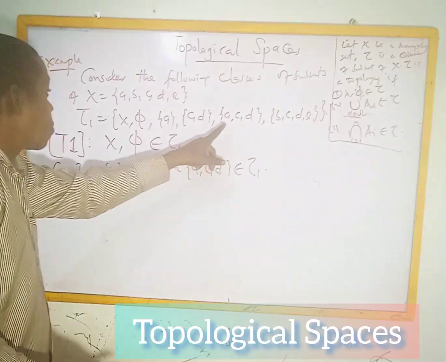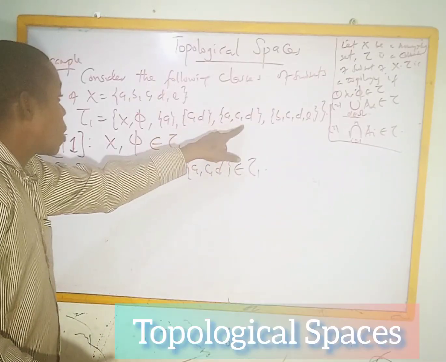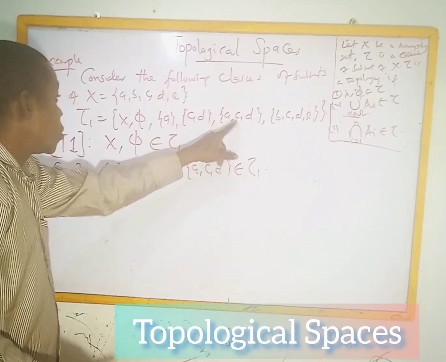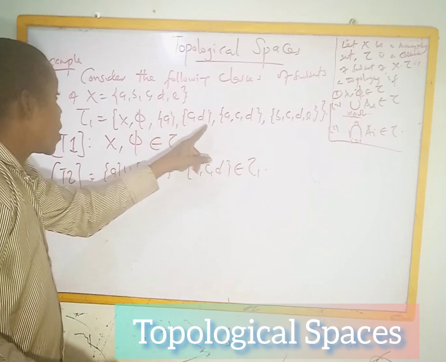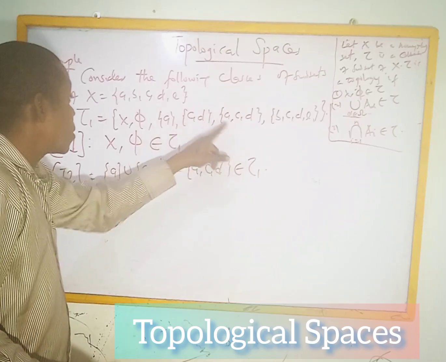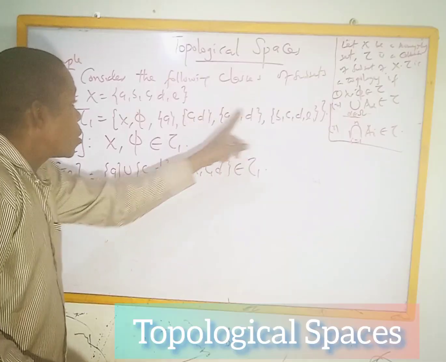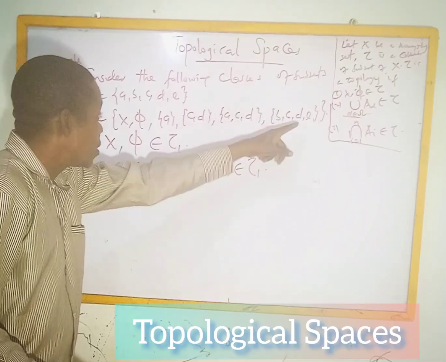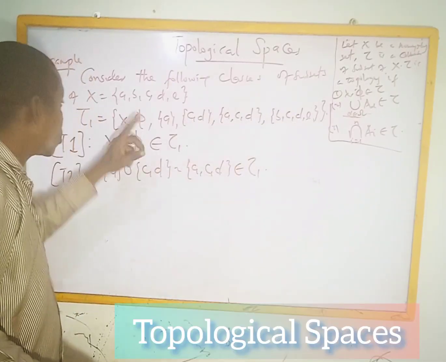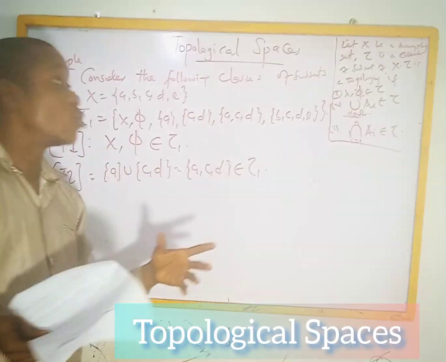Then number two is that you pick CD union with this one. What do you have? You have ACD back, which is also a member of that topology. If you pick CD union with this one, we have BCDE, which is also a member of that one. So it satisfies the second condition.